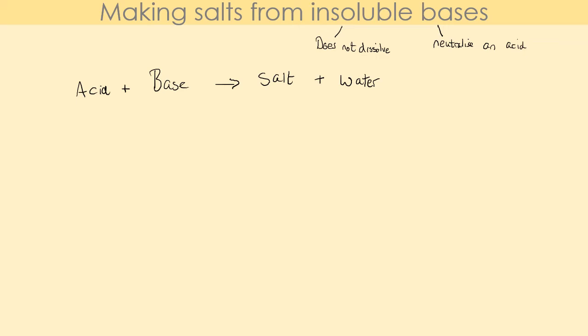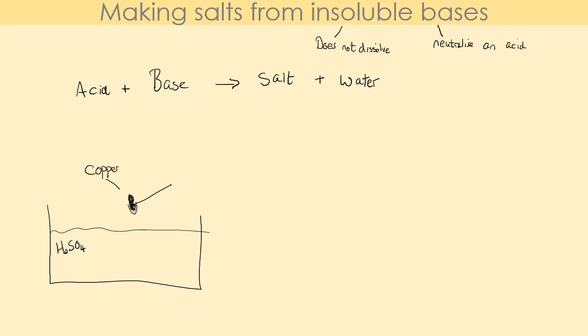Now, a nice one that we've done in school before is making copper sulfate from copper oxide. So to do that, we have a beaker full of dilute acid, and that acid is sulfuric acid. To that sulfuric acid, we will add copper oxide. And it is copper 2 oxide, which is a black powder. And we will add it in excess. So there is more than enough.